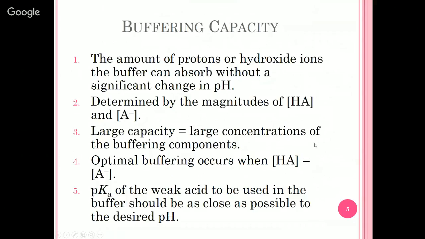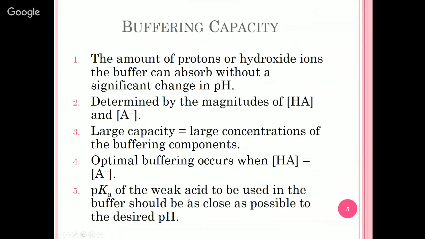And we see an optimal amount of buffering when our concentrations of our weak acid and our weak base are equal. If they're not equal, let's say we had 2 times as much weak acid as we have base, then that buffer solution would be better at buffering against a base. If we had 2 times the amount of base present than what we had of weak acid, then that solution would be better buffering against the addition of a strong acid. Hence why, if we have equal concentrations, we have a good buffer against both acids and bases.